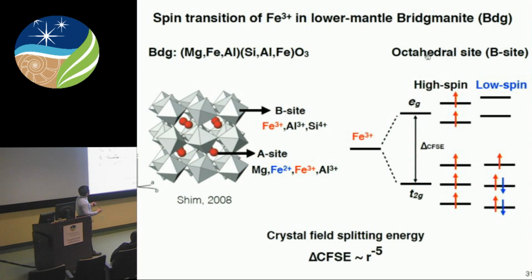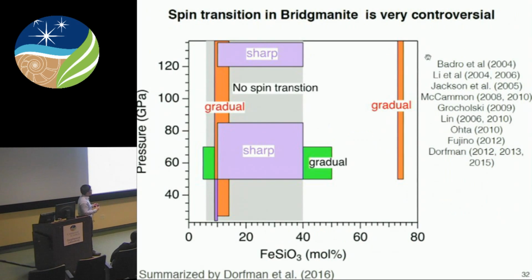And so the next question is, what happens for Fe3+ in the lower mantle? Since bridgmanite is a major Fe3+ carrier in the lower mantle, in the rest of this presentation, I will focus on bridgmanite specifically. And so far, people have reached agreement that only Fe3+ in the small octahedral site would experience spin transition. But where does that happen? And how does that influence the geophysical properties? People have still not reached agreement yet.